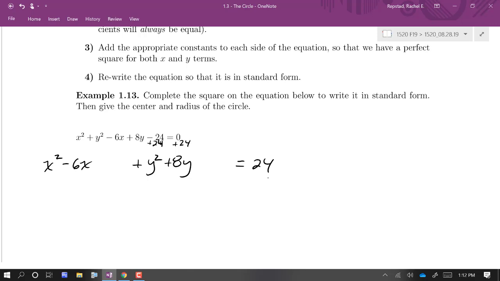It's a half of the coefficient. Half of this coefficient? Times 2, right? Not times 2. Squared. Yeah. So I take whatever that coefficient is, cut it in half, square it. So I'm going to take negative 3 and square it and add it to both sides.